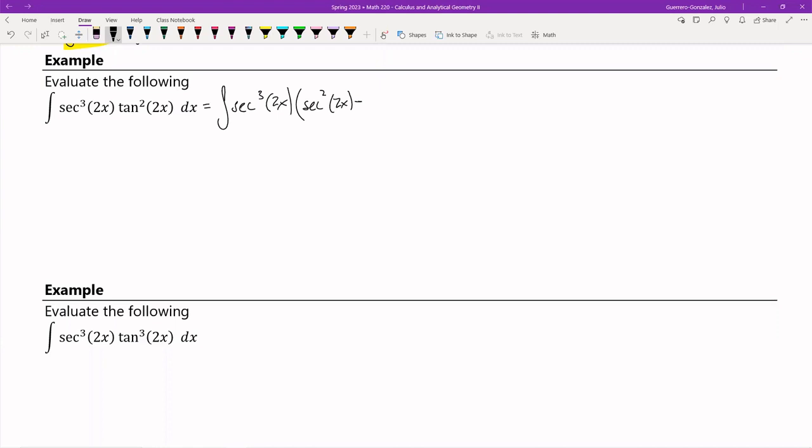And now I'm going to go ahead and distribute the secant cubed into both of these. So I'm going to have this now: the integral of secant to the fifth of 2x dx, let me not forget the dx, minus the integral of secant cubed 2x dx.